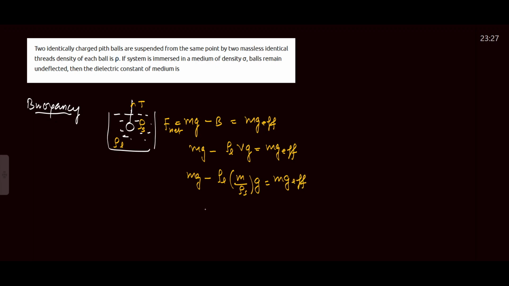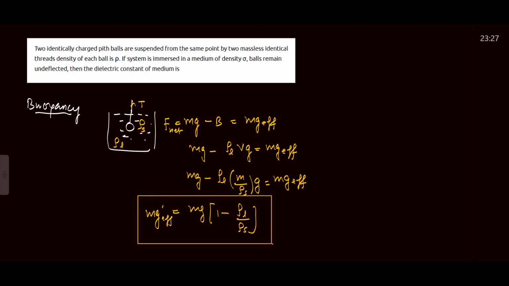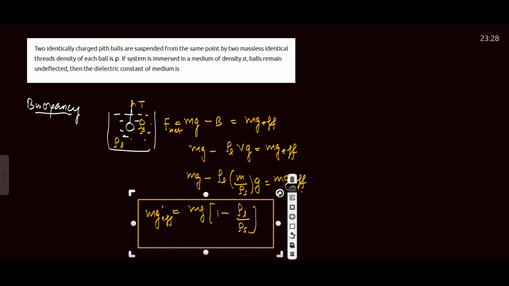So this is one concept. From here mg is taken common, and this would be 1 minus density of liquid divided by density of solid. This is a very simple thing that you have to understand. Whenever we require an effective force directly, we can utilize this concept in our questions. Directly we can use this concept, it is going to help you. Now the mg factor we can write.